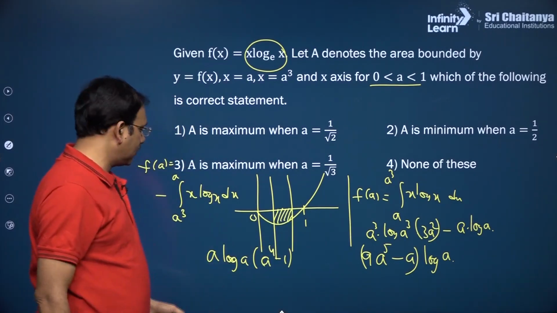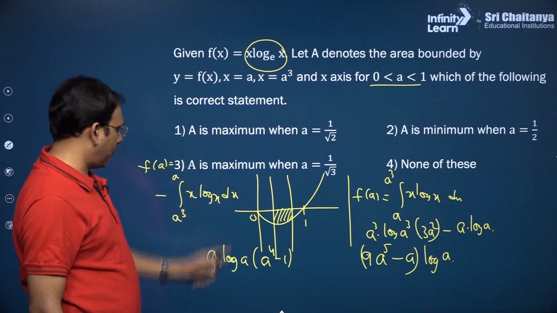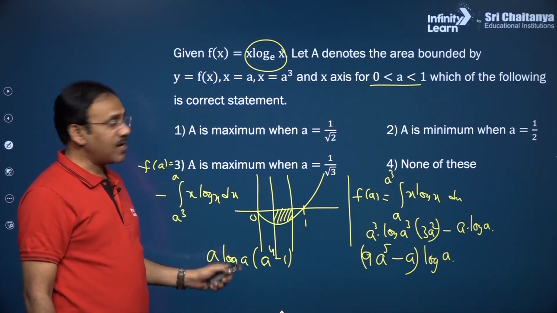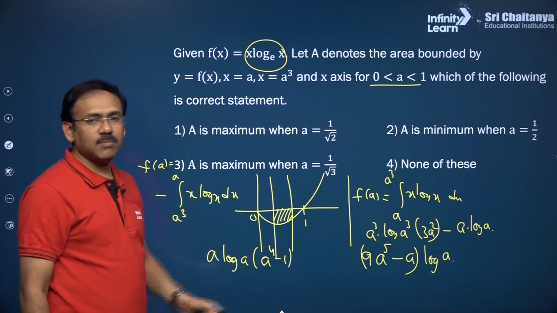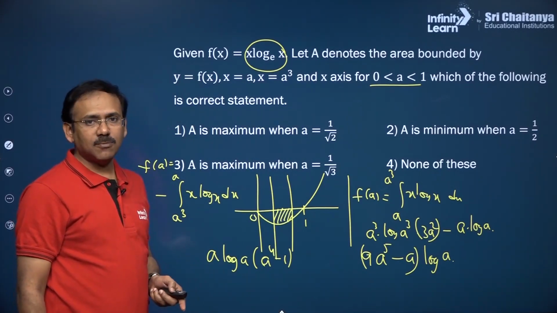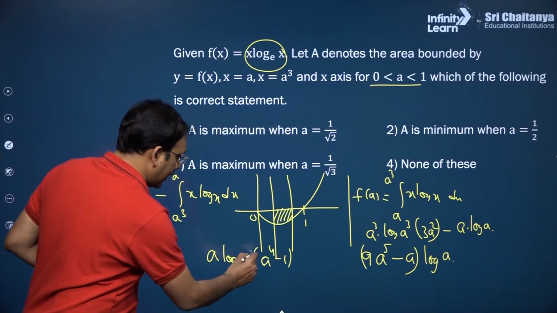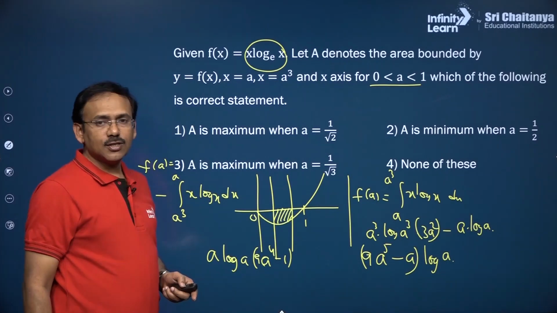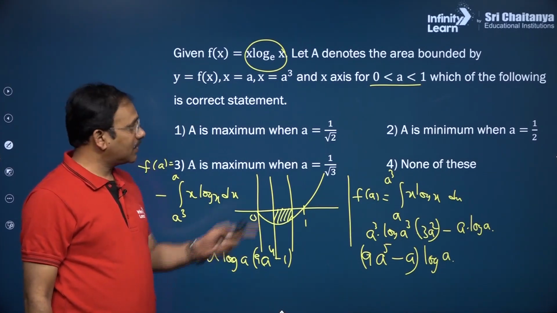So, the derivative becomes 0 when a is 0, but a must be positive. Log a 0 means a is 1, a cannot be 1. So, this must be 0. So, a must be, you can say this is 9, sorry. So, this is 1 by root 3, but it cannot be negative.